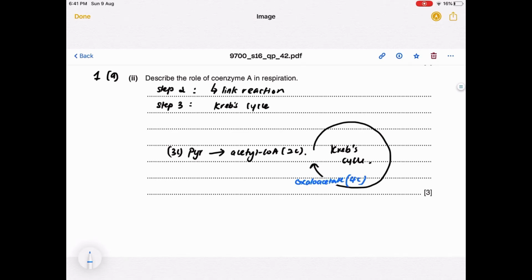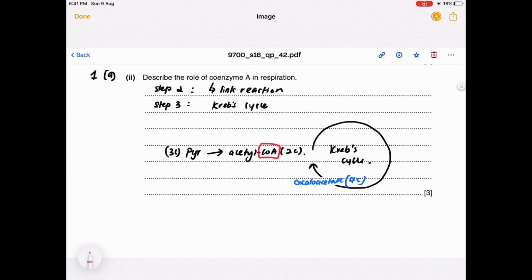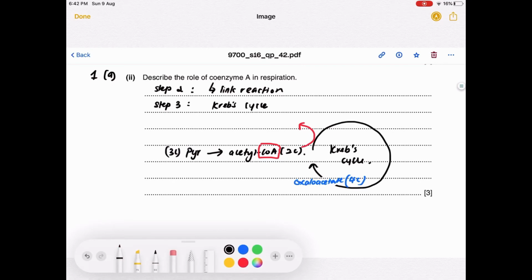So here we're going to say that the CoA actually acts as a carrier molecule. So they combine with the acetyl and they are meant to bring the acetyl to join into the Krebs cycle to combine with the oxaloacetate to form a 6-carbon molecule, citrate.